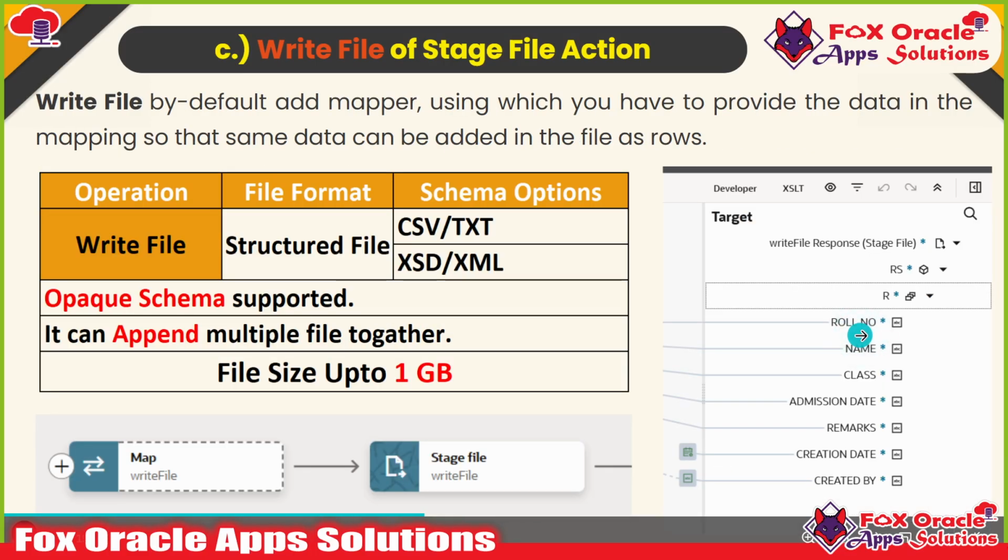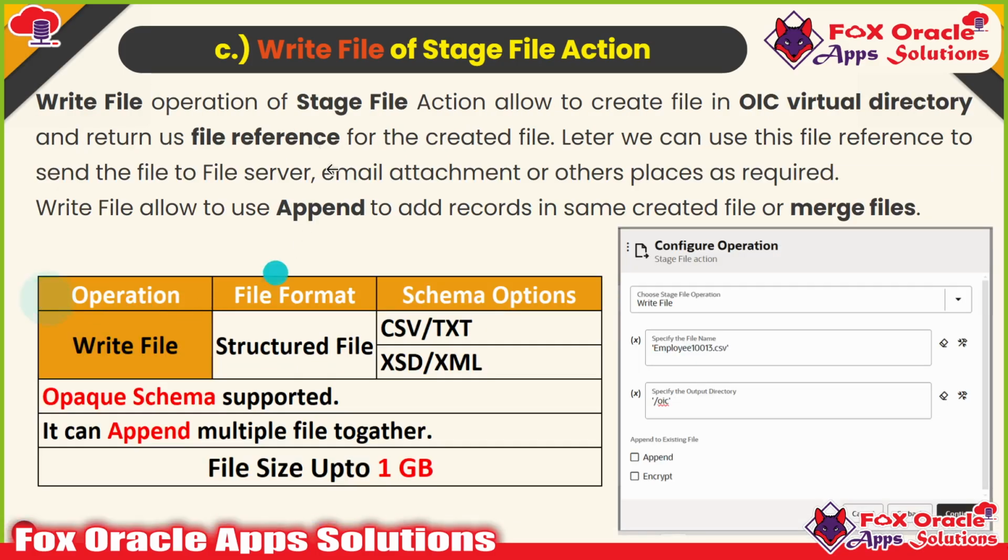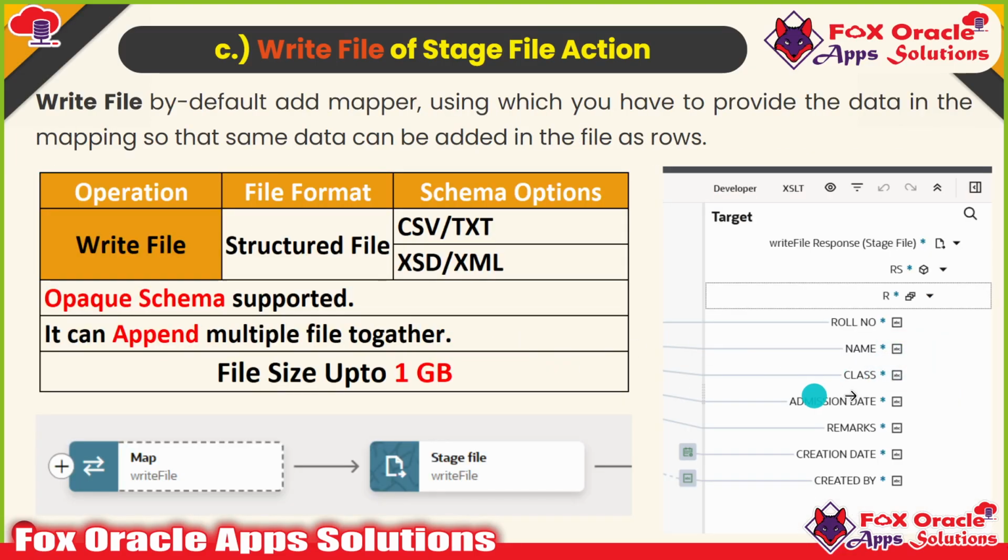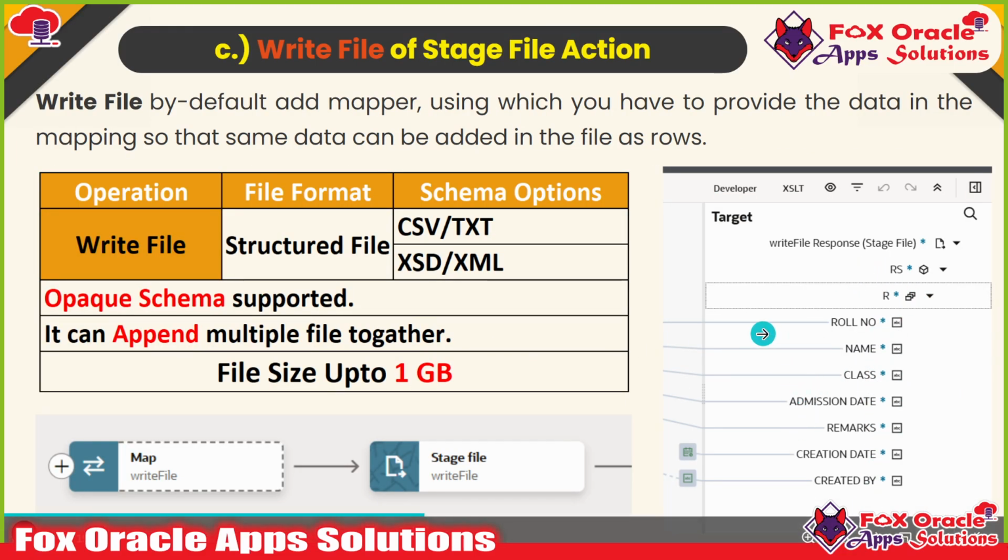Now here you can see, when we are using the write file operation, it's asking for the schema and the file name. I have given the file name as employee10013.csv, so our file will be created with this name, and this is the directory where it will be created. This is the OIC virtual directory. And now in the mapping, we have to provide the data that the file will contain. So that data we are going to provide in the mapping.